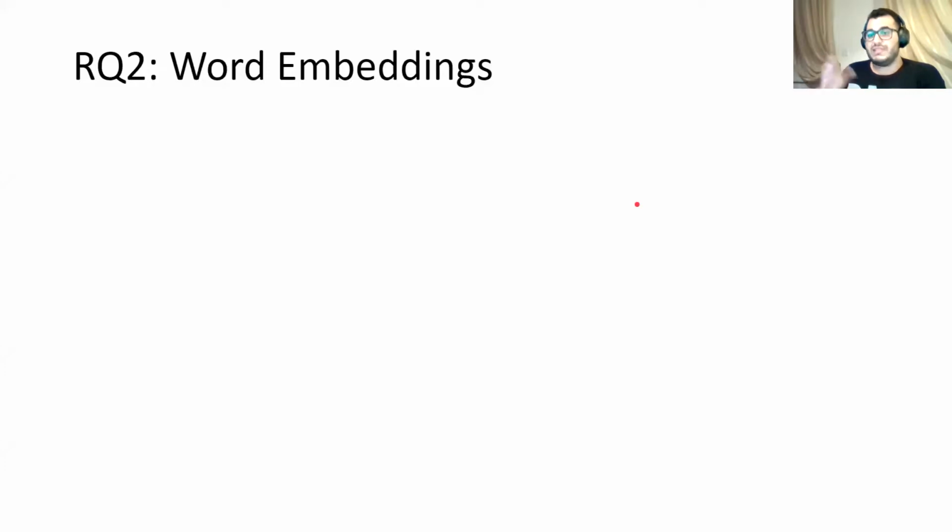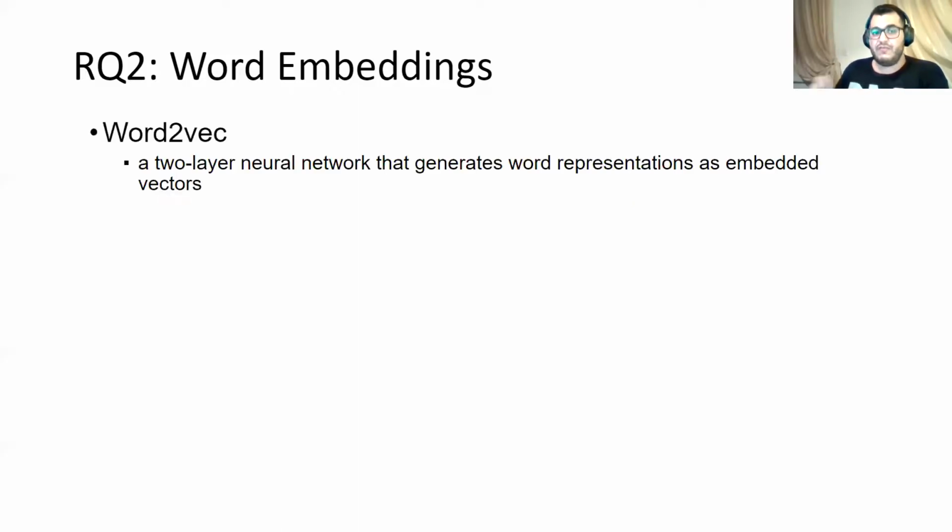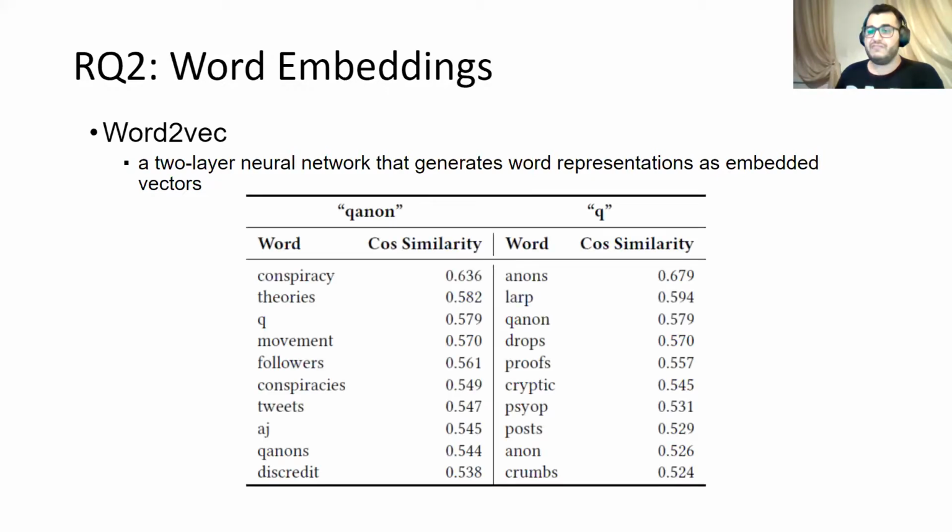Then we move on to the second part of our research question 2, which is what narratives are shared and discussed by QAnon followers. For this, we use a word2vec model, which generates word representations as embedded vectors in a multidimensional space. Words that are used in a similar context tend to have similar vectors in the generated multidimensional vector space.